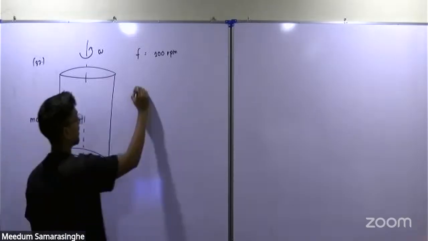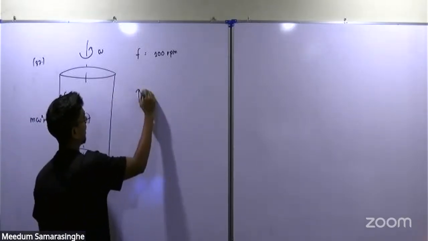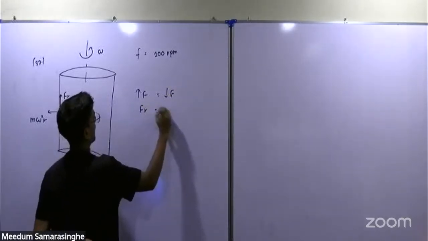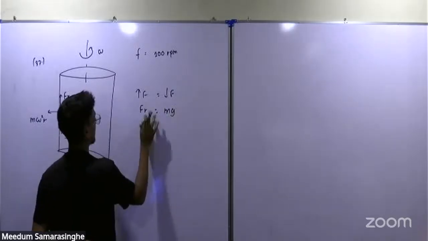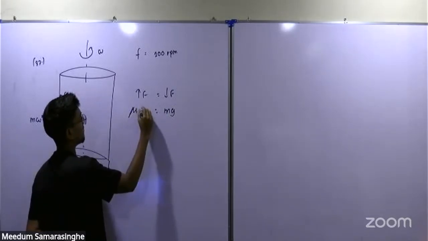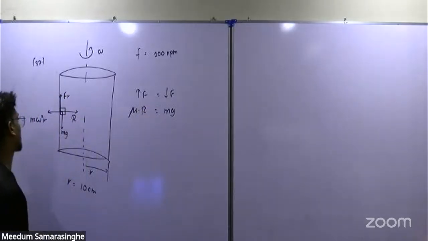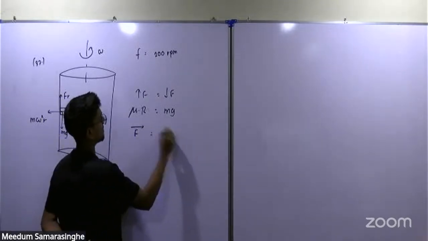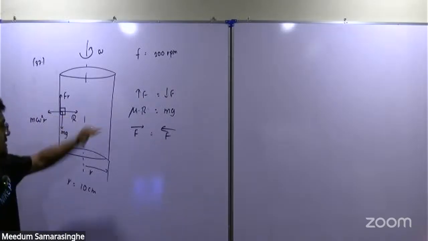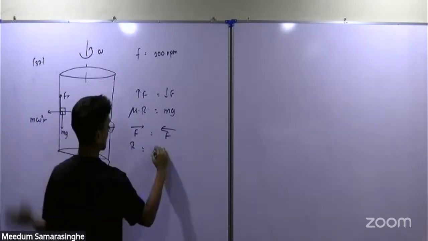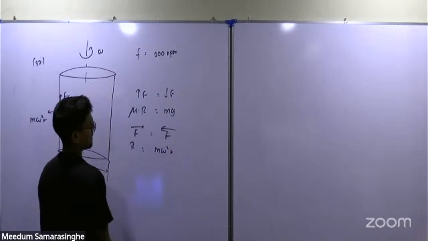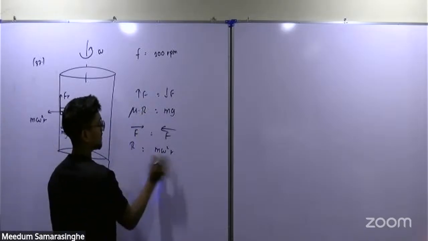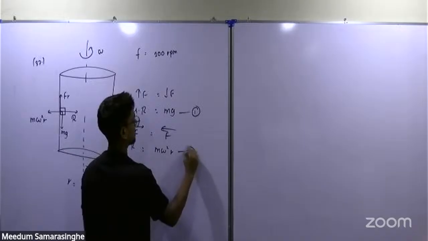Now you can apply the conditions for equilibrium. Upward forces should balance downward. You have friction that should balance the weight, and friction can be written as mu times normal reaction, R. So mu R is equal to mg. And again, forces in this direction should balance forces in this direction. In this direction, you have normal reaction. In this direction, you have m omega square R. We need to find the coefficient of friction, that is mu. This is equation 1, this is equation 2.